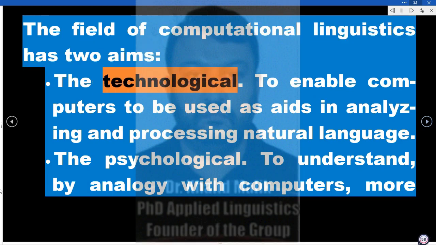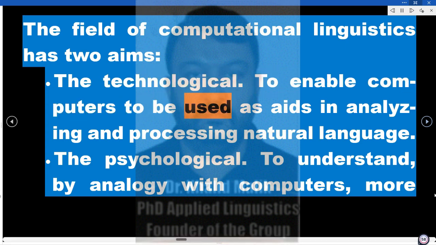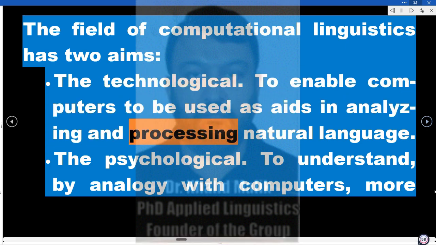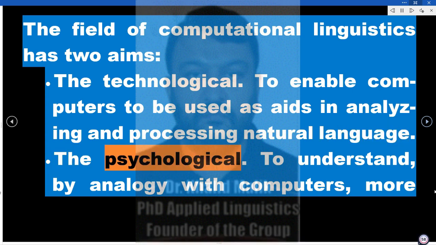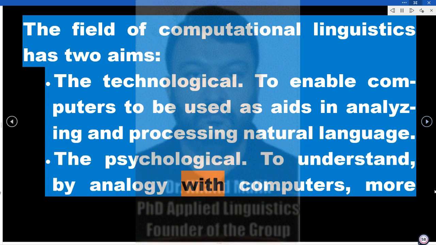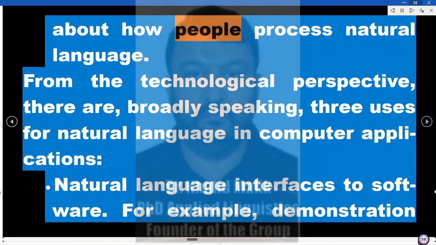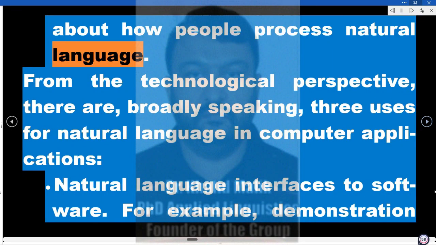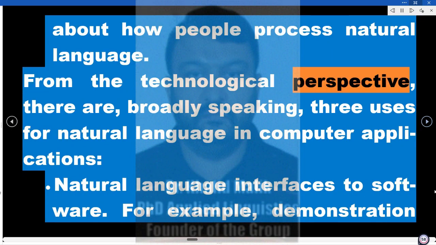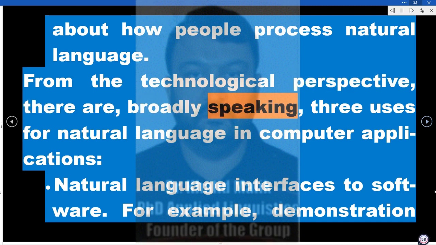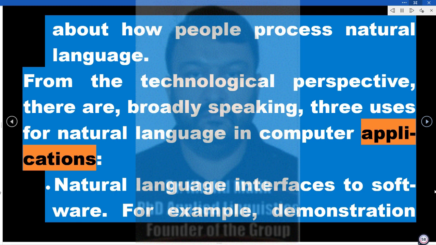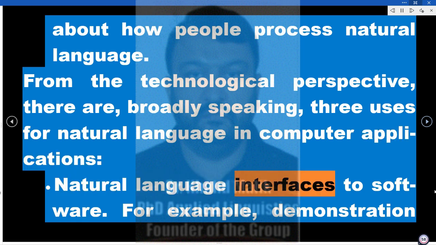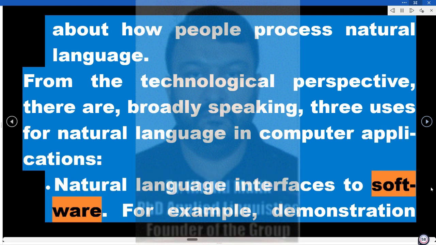The technological: to enable computers to be used as aids in analyzing and processing natural language. The psychological: to understand, by analogy with computers, more about how people process natural language. From the technological perspective, there are, broadly speaking, 3 uses for natural language in computer applications. Natural language interfaces to software.